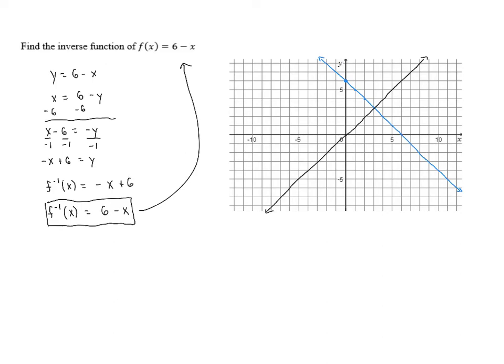So this is our original function, f of x equals 6 minus x. To find the graph of the inverse, we need to reflect this across the line y equals x. But if we take the points on this graph and we reflect them, they end up being on the same exact line. And so when we draw this line in, we can see that the graph of the inverse function is the same as the graph of the original function, which of course means that the equation for the inverse function will be identical to the equation of the original function. Interesting.